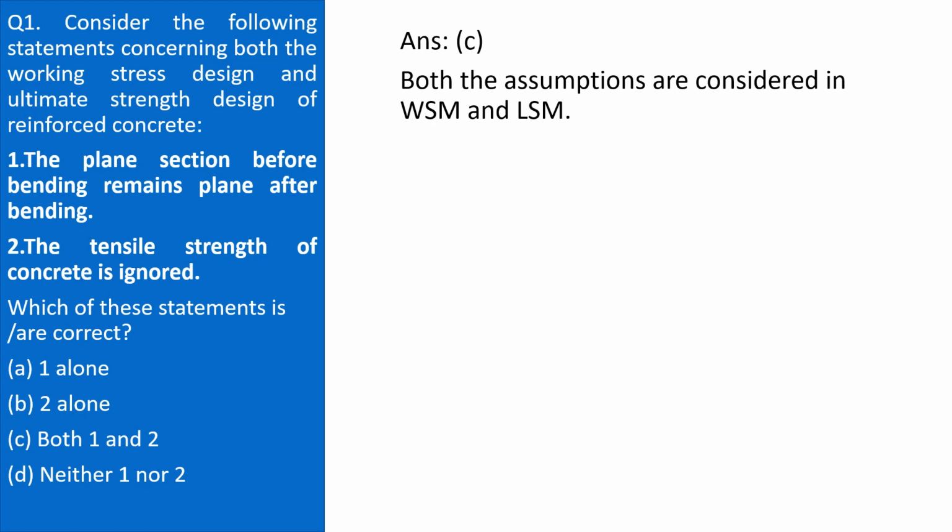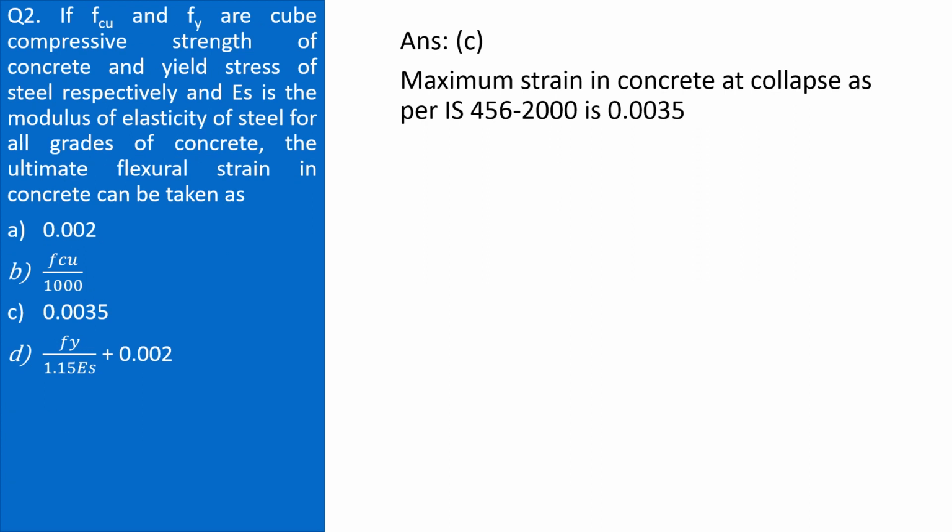Both the assumptions are considered in working stress method as well as limit state method. Moving to the next question. If FCU and Fy are cubic compressive strength of concrete and the yield stress of steel respectively, and Es is the modulus of elasticity of steel, for all grades of concrete the ultimate flexural strain in concrete can be taken as 0.0035, which is clear from the previous assumptions. So answer C is the correct answer.